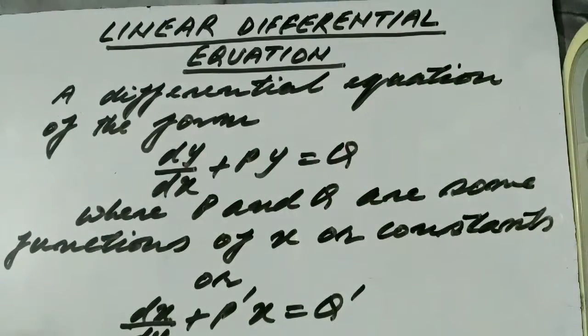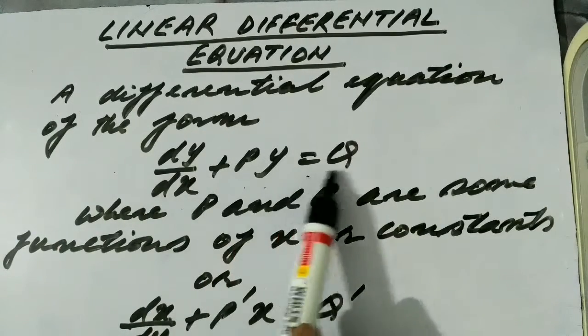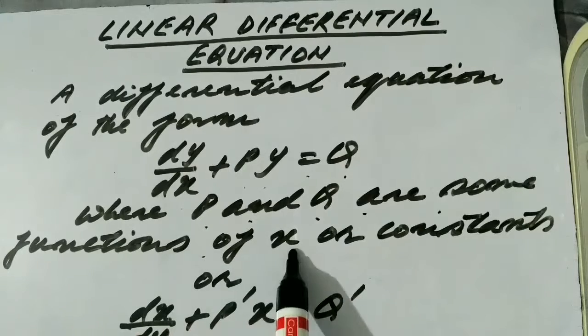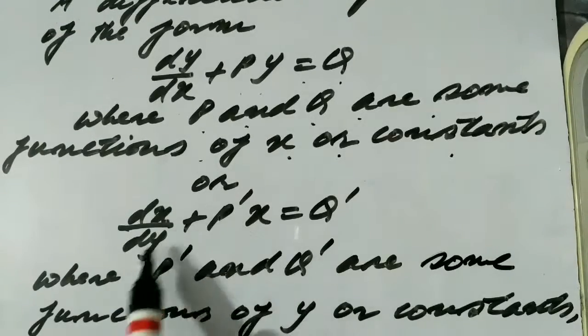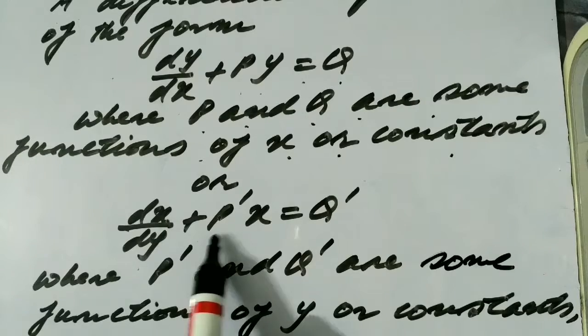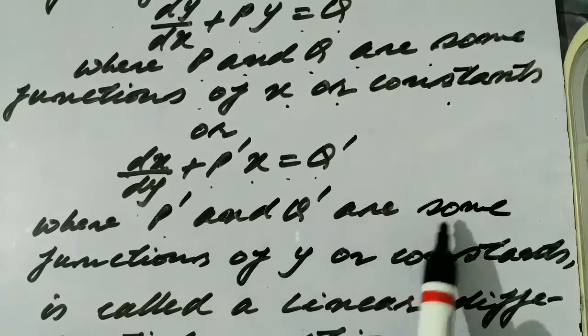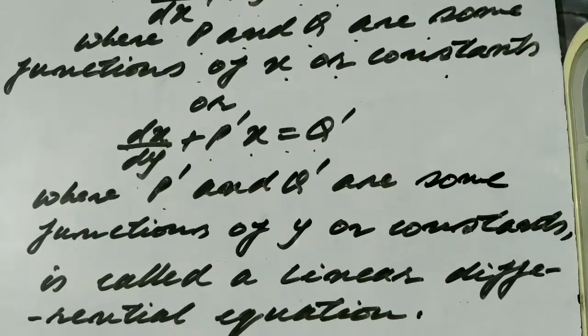Today we will discuss another form of differential equation that is called linear differential equation. So let us define it first. A differential equation of the form dy/dx + Py = Q, where P and Q are some functions of x or constants, or dx/dy + P'x = Q', where P' and Q' are some functions of y or constants, is called a linear differential equation.